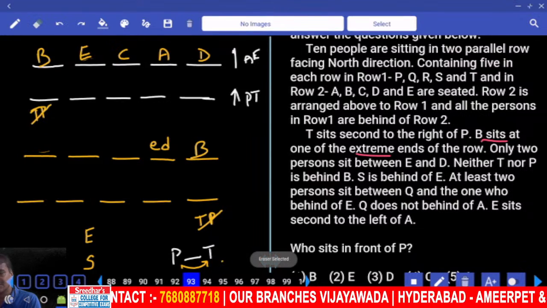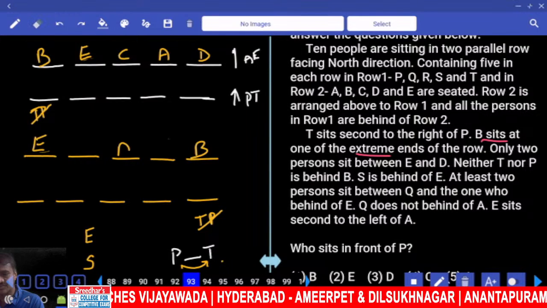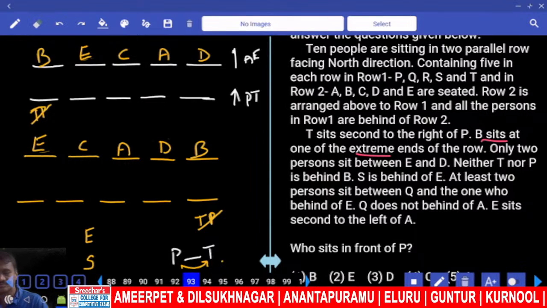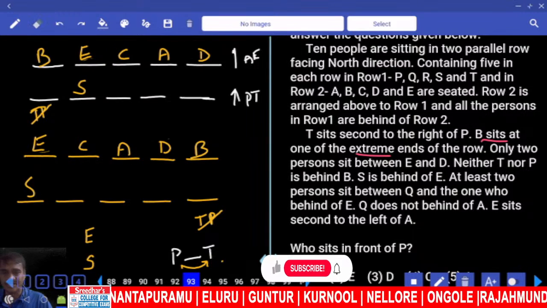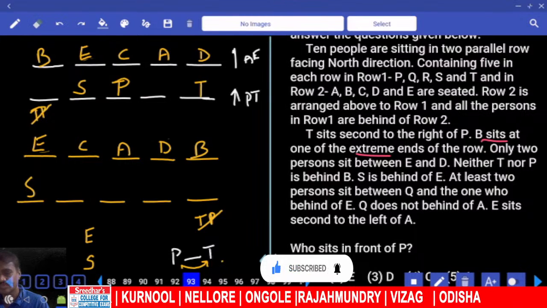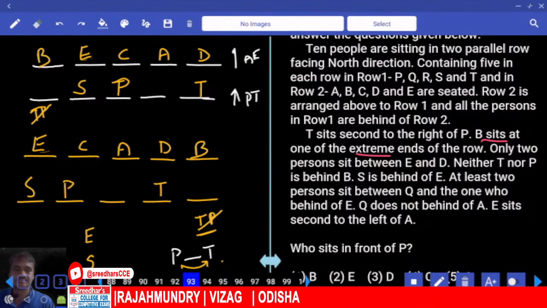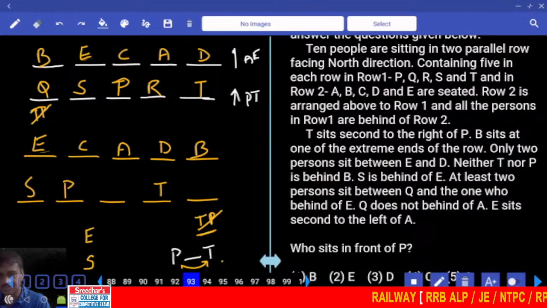Now in the second case, E is seated second to the left of A, then E is here, second to the left of A is here, then E and D, then A and C. And E and S are behind each other. S is behind here. Then T and P cannot be at this place. P is here, then T is here. Then Q is not behind A, hence Q is here. Then if Q is here, who is the person left over? R is the person. Then R must be at this place.